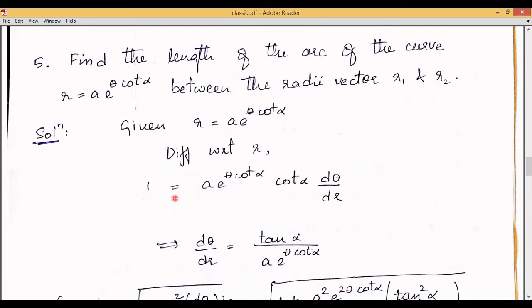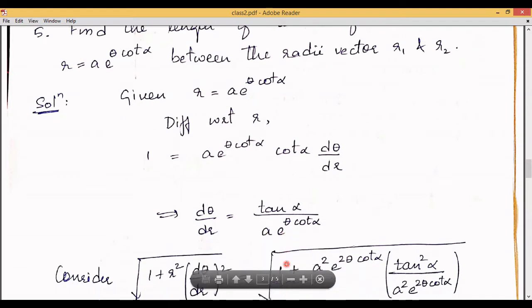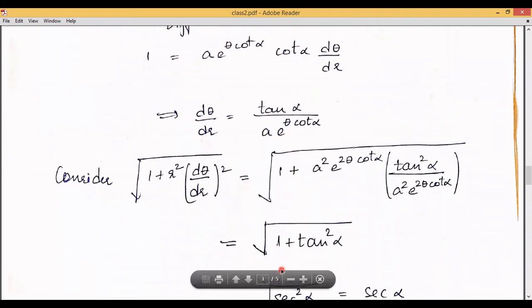When you cross multiply that, it becomes 1 by a e power theta cot alpha. And when cot alpha goes to the numerator, that becomes tan alpha divided by a e power theta cot alpha. So d theta by dr is tan alpha by a e power theta cot alpha. When you substitute here, you have r square equal to a square e power 2 theta cot alpha, and d theta by dr whole square is this.